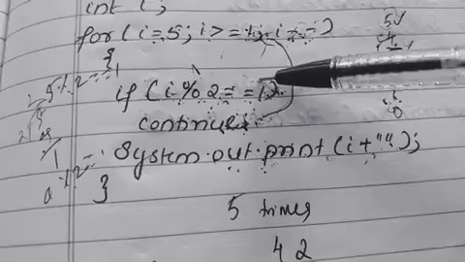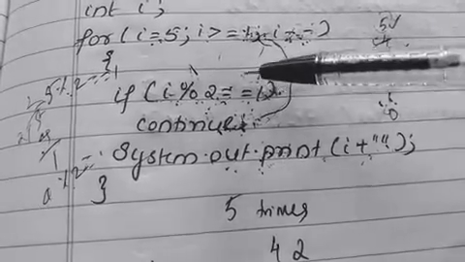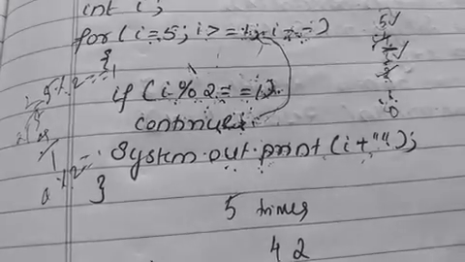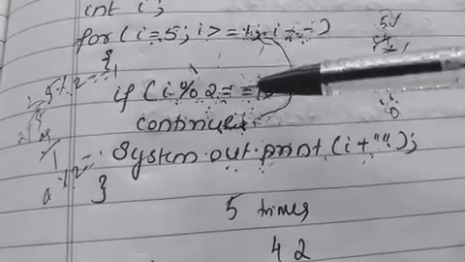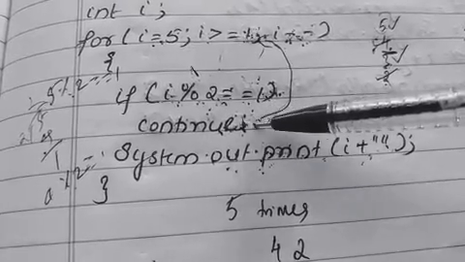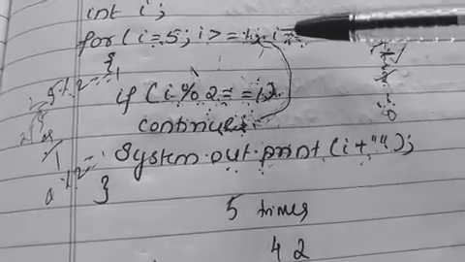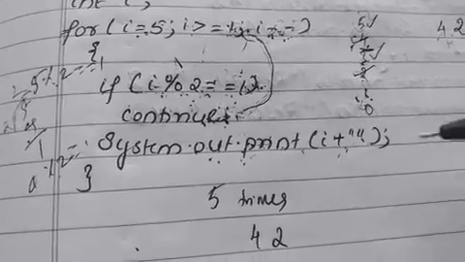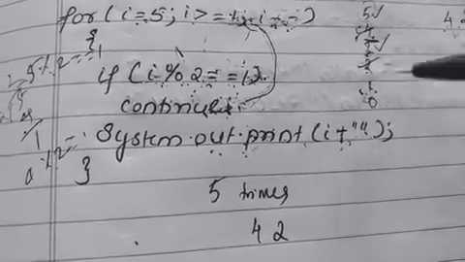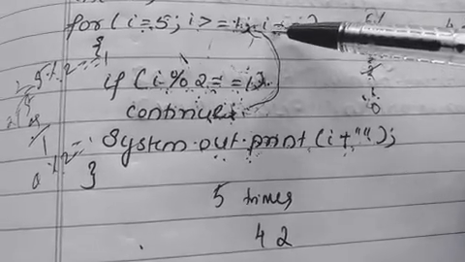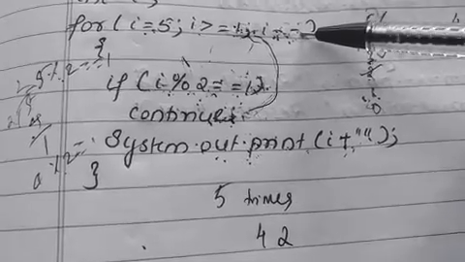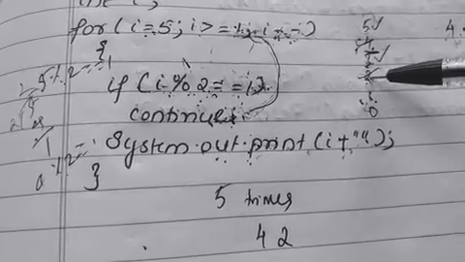1 equal to 1. Already we have studied that 1 equal to 1. Since the condition is true, what is the next thing? Continue. Continue means it is a jumping statement, the control will go to the for loop. So we won't execute the statement after that. So this will not be printed. Then what happens? When we come to the for loop, the value of I will be decremented.